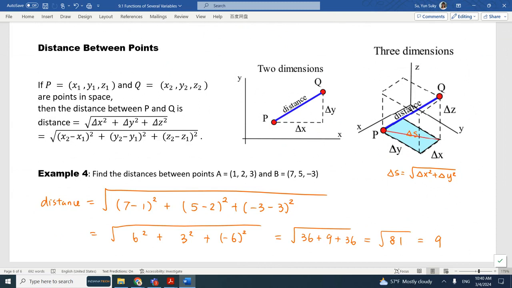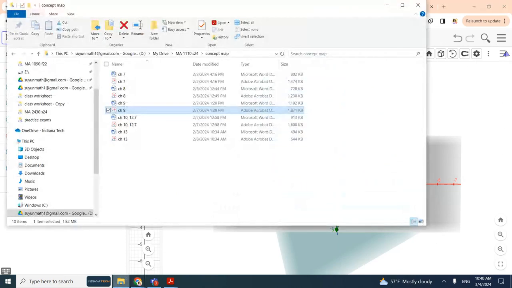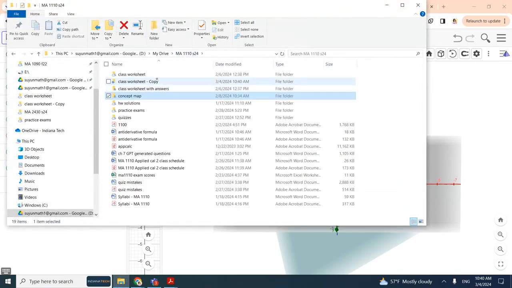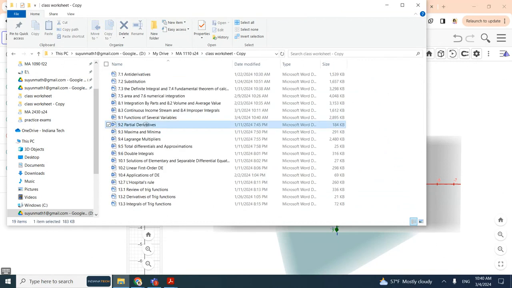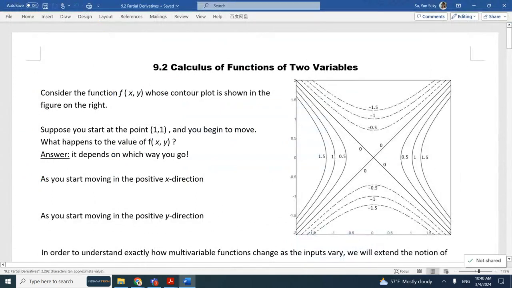Okay, so this is session 9.1. Any questions about 9.1? Good. Let's go to 9.2. By the way, your next exam covers chapter 8 and 9.1, 9.2, because the remainder of chapter 9 is hard.